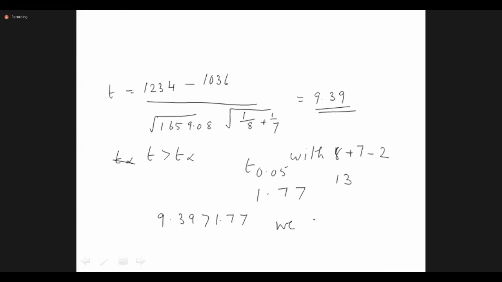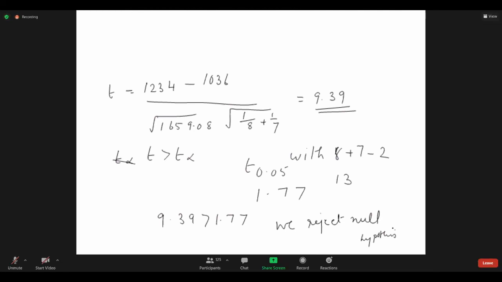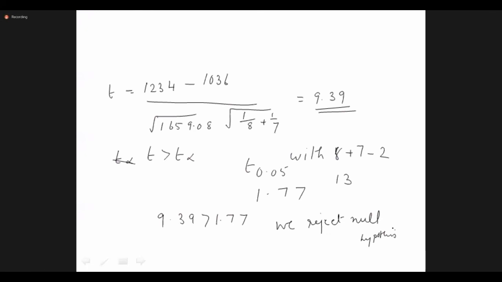We reject the null hypothesis. Rejecting the null hypothesis means we accept the alternative hypothesis: type 1 is superior to type 2. Is it clear for you? Not equal to, greater, that means mu1 greater than mu2, mu1 less than mu2: right tail, left tail.